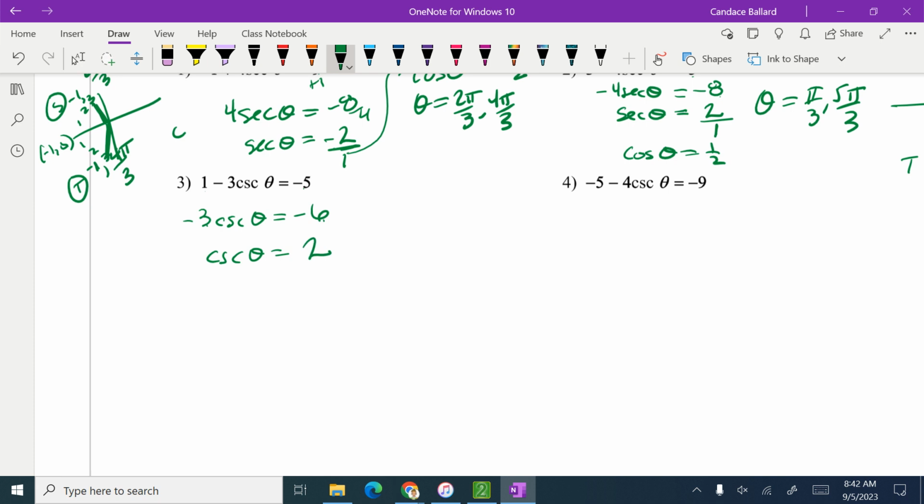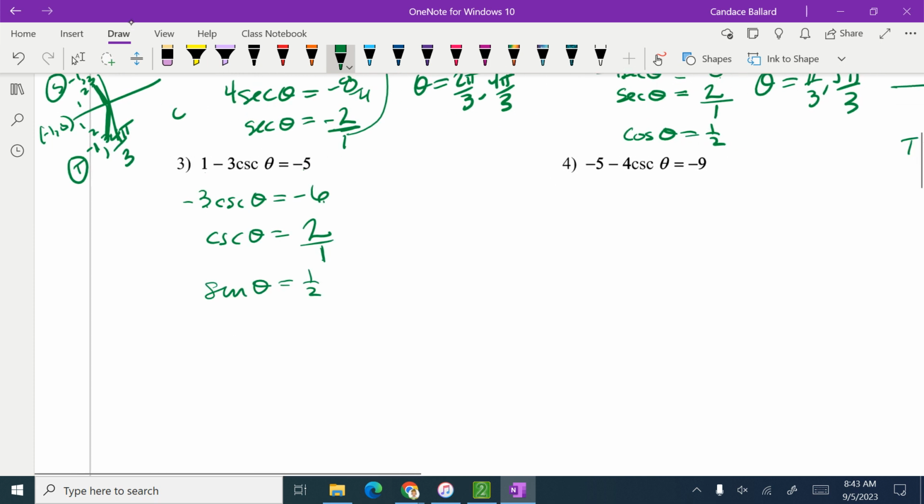They won't always be 2s. It just happens to be the ones that came up. Tomorrow there'll hopefully be one that has a radical in it somewhere. Okay. Technically, what's always in my denominator? 1. Good. Cosecant is the reciprocal of what? Sine. So we are looking for where the sine of theta equals 1/2.